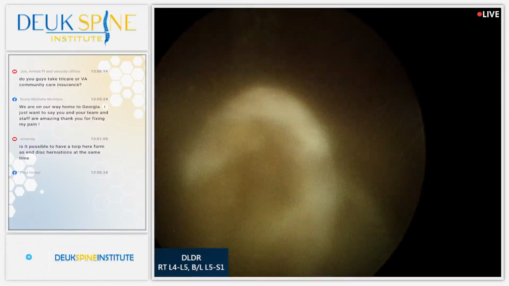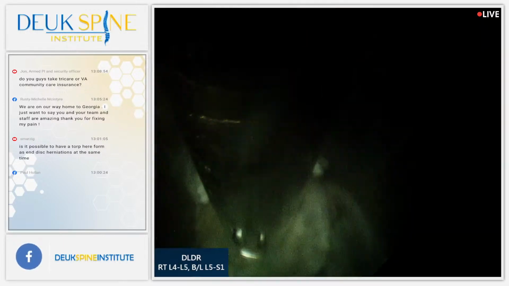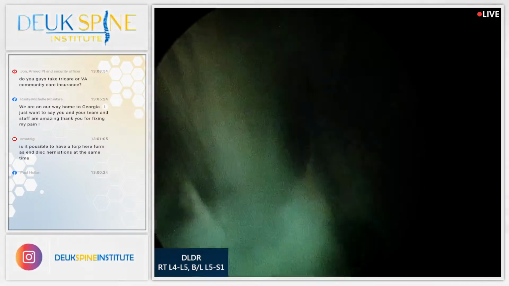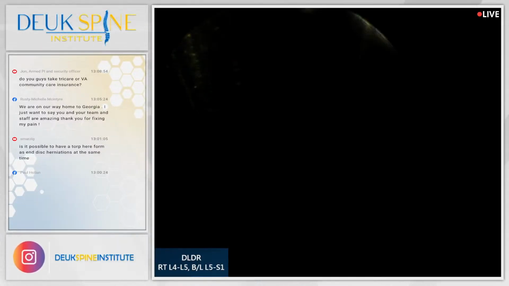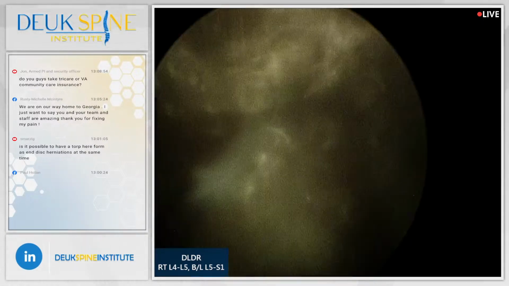Okay, welcome back. We are just about finished with L4-5 on the right side, and we're going to move on to the L5-S1 next. I'm just grabbing out the last few pieces of herniation that are here in this tear.